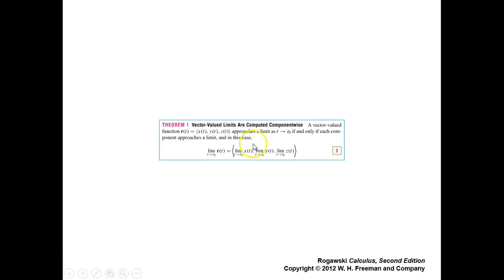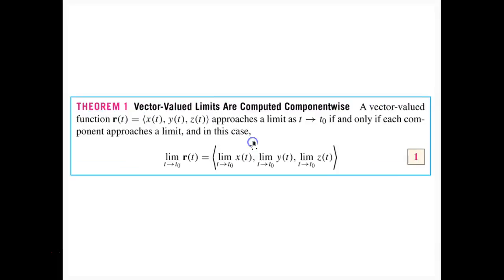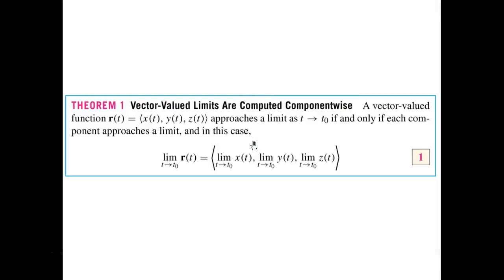What we just had before: vector value limits are computed component-wise. A vector value function R of t, which is x, y, z, all of t, approaches a limit as t approaches t0 if and only if each component approaches a limit. And what would those be then?